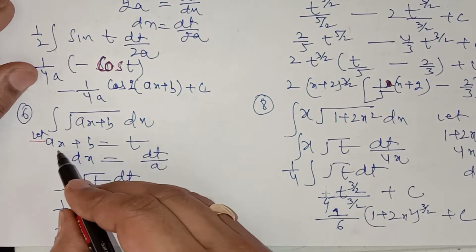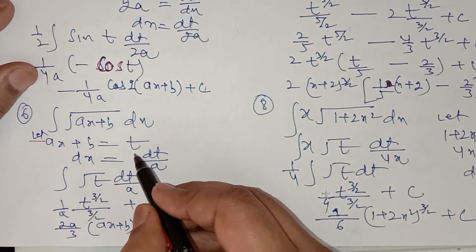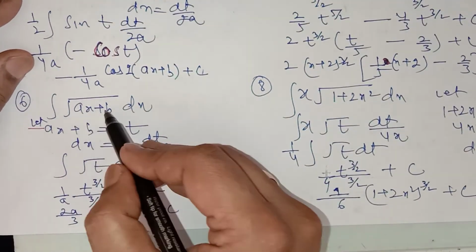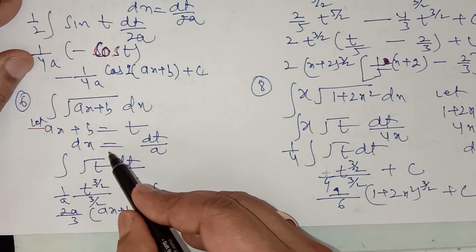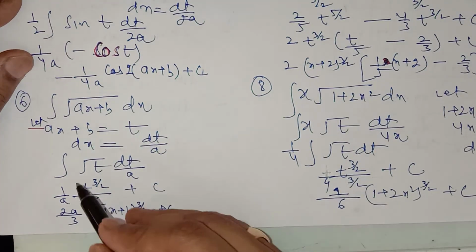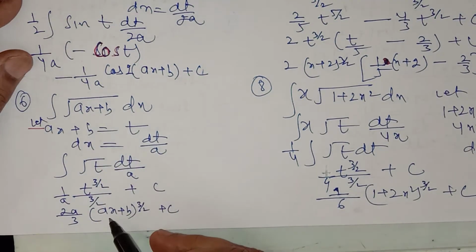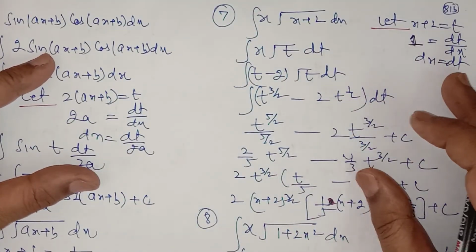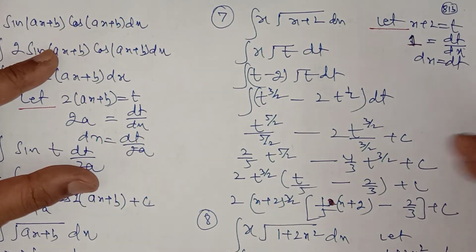You can do one more step here. A will be equal to dt upon dx, so dx will be equal to dt upon a. So root t dt upon a, integration of t to the power half will be t to the power half plus 1 upon half plus 1 into 1 upon a. Replace the value of t, which is ax plus b. So somewhat easy questions. Now see it very carefully, question number 7 and question number 9 also.